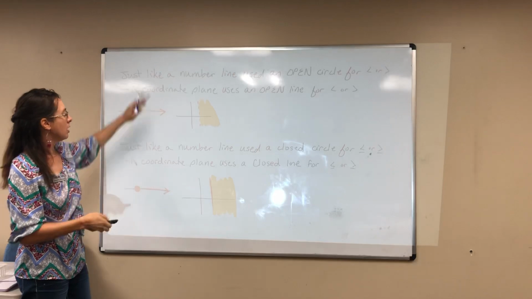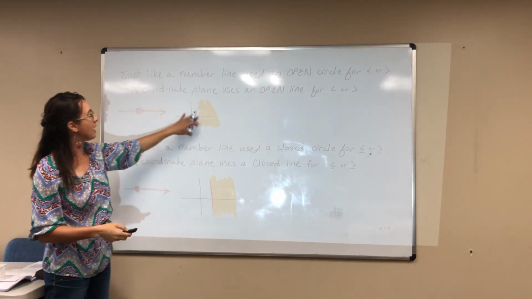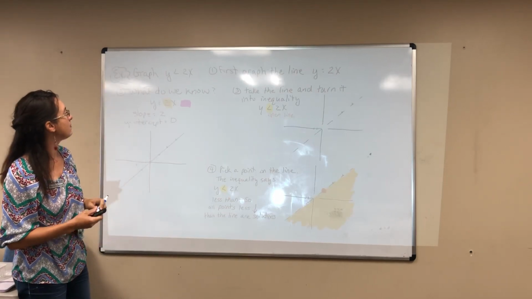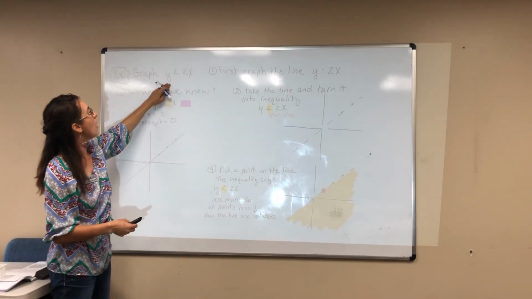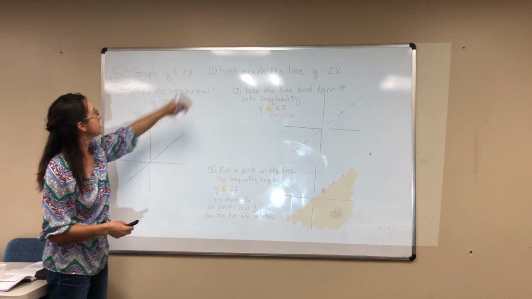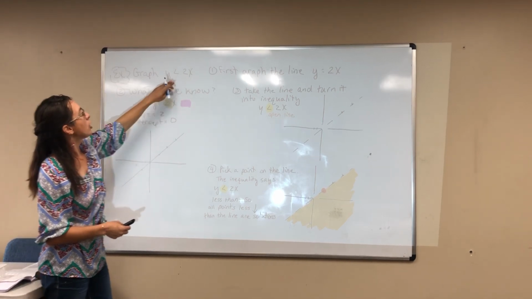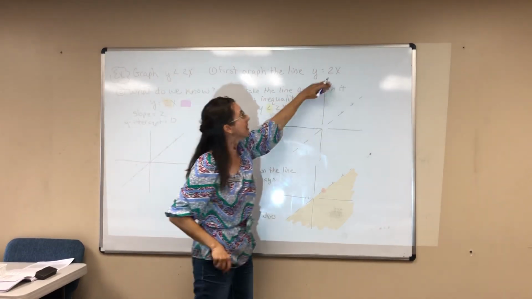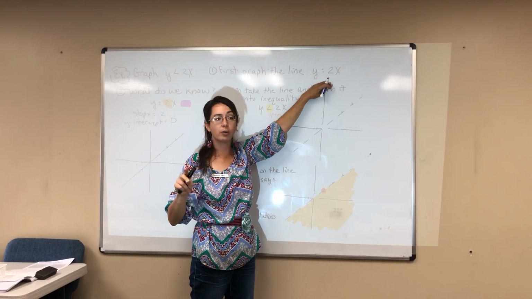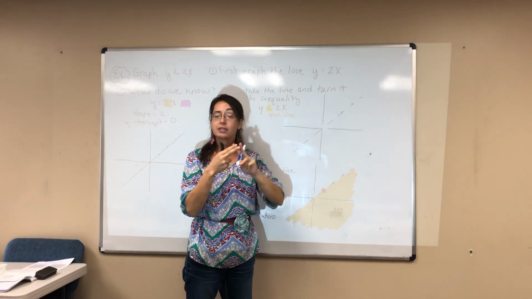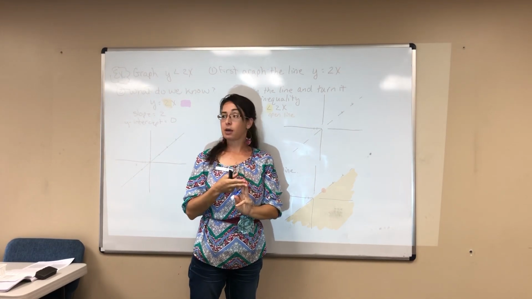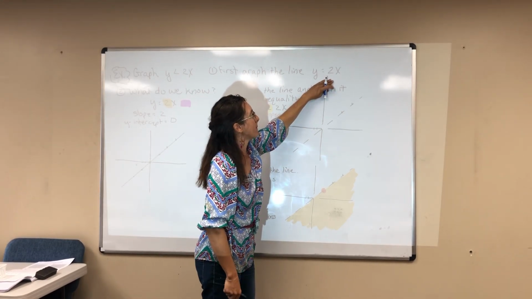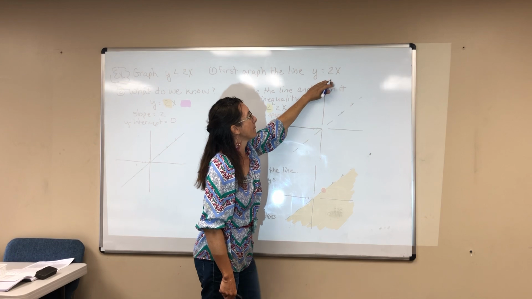Okay? So we already went over this. Open line is not equal to, closed line is equal to. Okay? So if we looked at this one, graph y is less than 2x. Okay? We're going to first graph it as y is equal to 2x. So if I look at this line, we need to be able to answer all of our questions: the slope, the steepness, and what our intercepts are, okay? So where's our slope? Well, the slope would be 2.